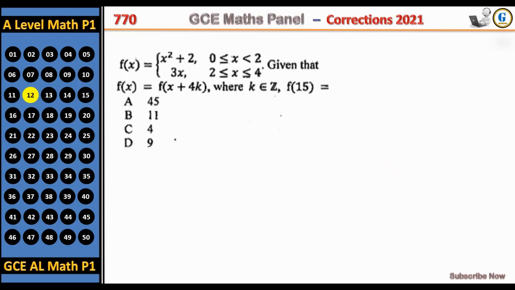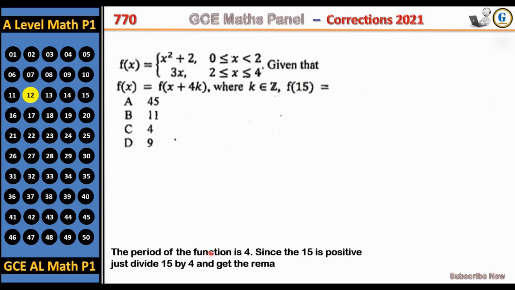The function f of x is defined as that with 2 intervals. Given that f of x equals f of x plus 4k, where k is an element of the set of integers, find f of 15. So to find f of 15, first of all, consider that the period of this function is 4. You can see from here from 0 to 2 and from 2 to 4. So the period is from 0 to 4.